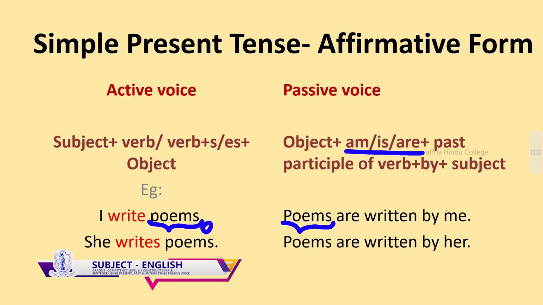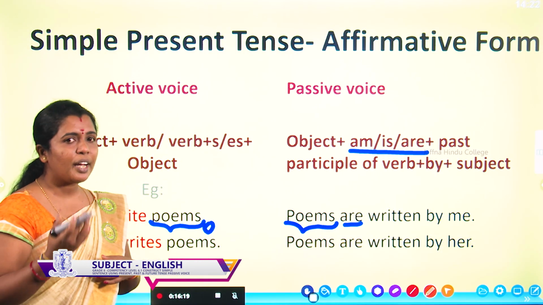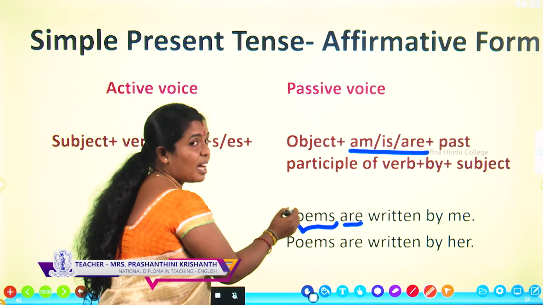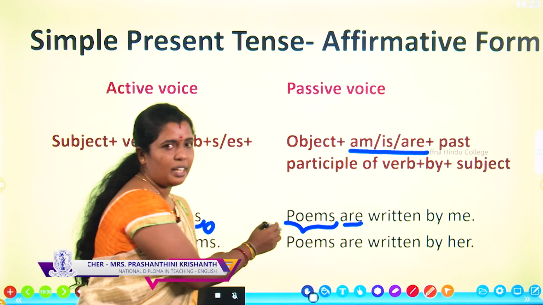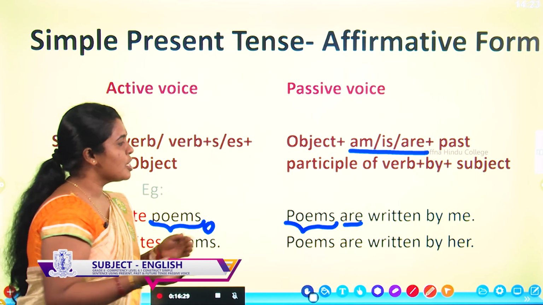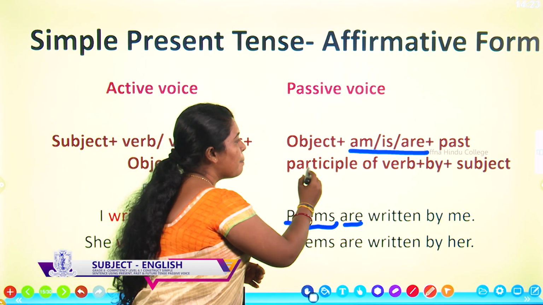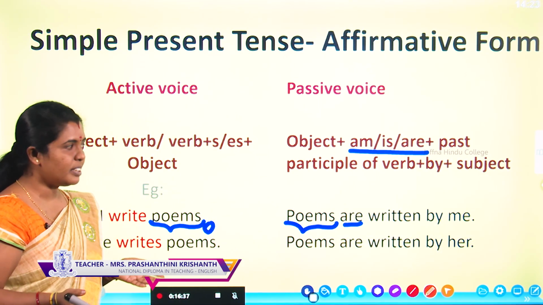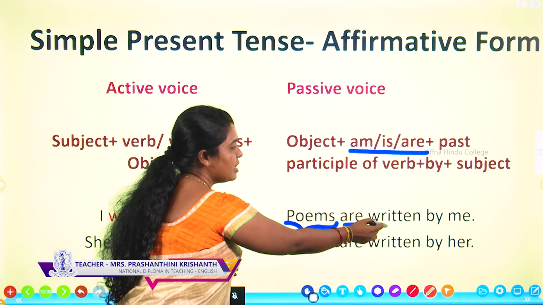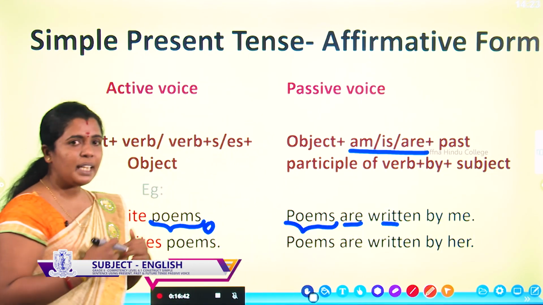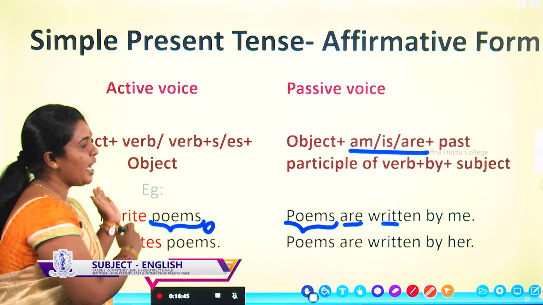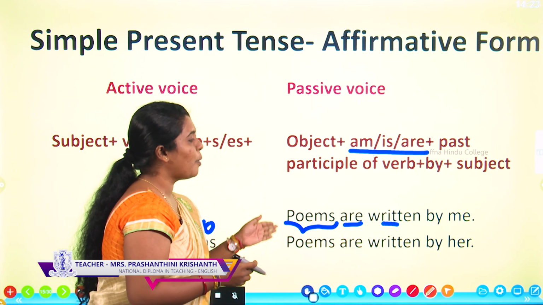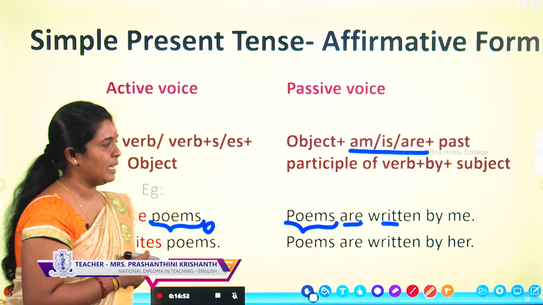Poems are written. Right? How can we decide is or are or am? It depends on the subject. Here the subject is plural. Poems means plural form. So poems are, past participle of verb. What is the past participle form of write? Written. So poems are written by me. So I will be changed to me. Right? I will be changed into me. So poems are written by me.